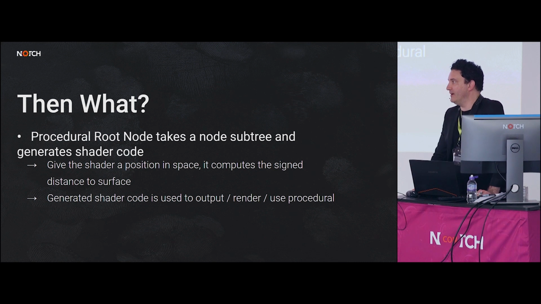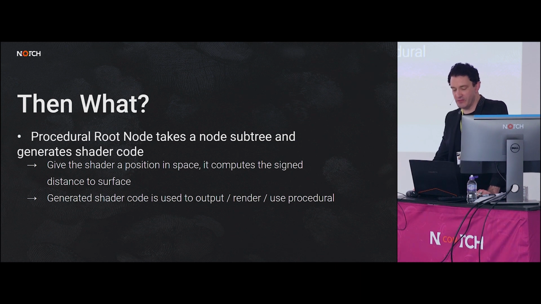So what actually happens when you make a procedural? You have a procedural root node, and it has a load of nodes attached to it. You attach your primitive nodes to the procedural root, and so on. When you do this, the procedural root node generates a little bit of shader code. And that shader is capable of evaluating the functions for that node to find the signed distance.